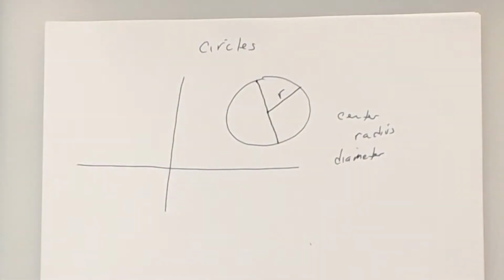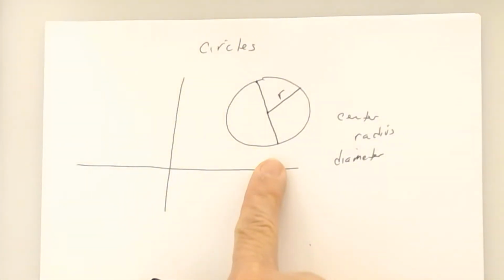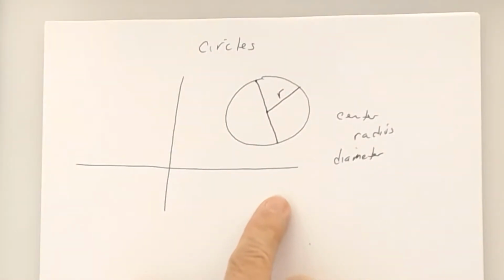In a couple of problems, they will use the word diameter, so we need to know what a diameter is. A diameter is a segment that goes through the center, and the endpoints are on the circle. And how many diameters are there? An infinite number, just like there are an infinite number of radii.